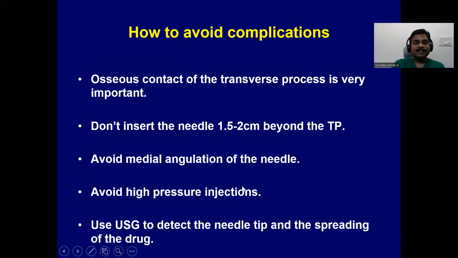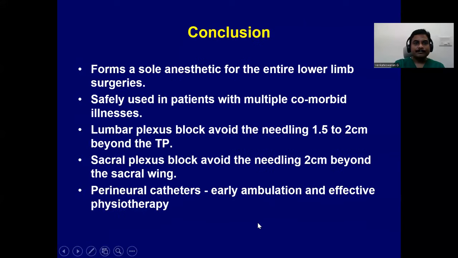Avoid high pressure injections. It's always beneficial to use ultrasound to detect the needle tip and look for the spread of the drug whenever you use nerve stimulator guidance. That will be very useful. To conclude, lumbosacral plexus block forms a sole anesthetic for entire lower limb surgeries. It can be safely used in patients with multiple comorbid illnesses coming for lower limb surgeries.